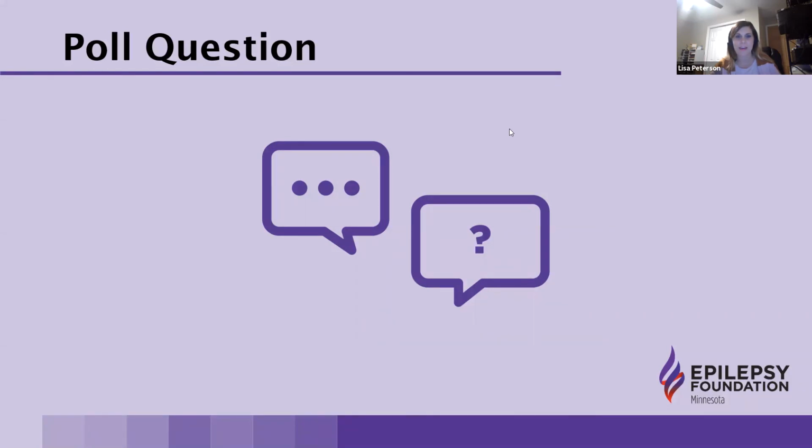So we'll go ahead and share the results of that. And so wonderful. It looks like everybody is now either a 3 or a 4, and earlier everybody was around 2 or 3. So I'm really happy to see that people have an increased sense of confidence in their awareness now of seizure medication and side effects. That is great to hear.